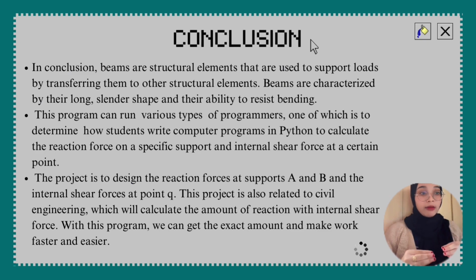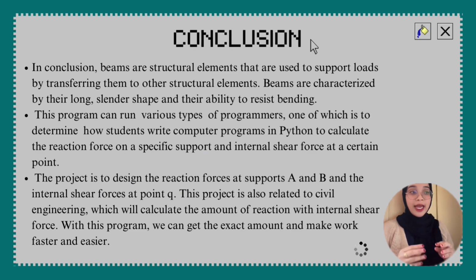This program can run various types of programs, one of which is to determine how students write computer programs in Python to calculate the reaction force on a specific support and internal shear force at a certain point. The project is to design the reaction force at supports A and B and the internal shear force at point Q. This project is also related to civil engineering, which will calculate the amount of reaction and internal shear force. With this program, we can get the exact amount and make work faster and easier.